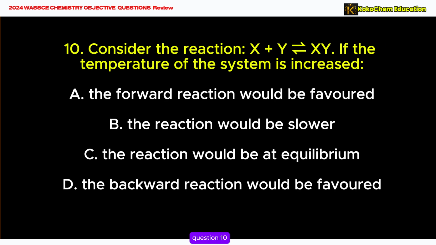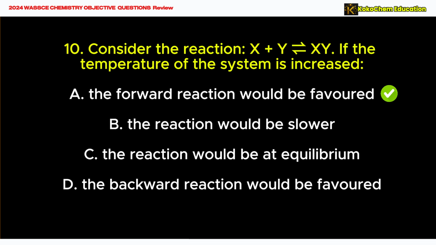Question 10. Consider the reaction X plus Y, reversible arrows to XY. If the temperature of the system is increased, A, the forward reaction would be favored. B, the reaction would be slower. C, the reaction would be at equilibrium. D, the backward reaction would be favored. The correct answer is A.